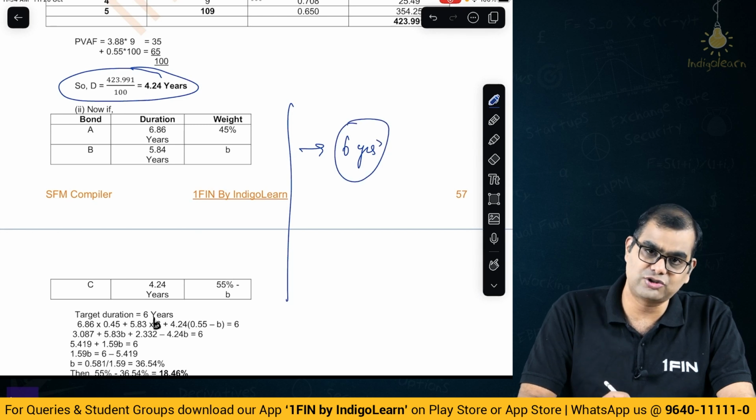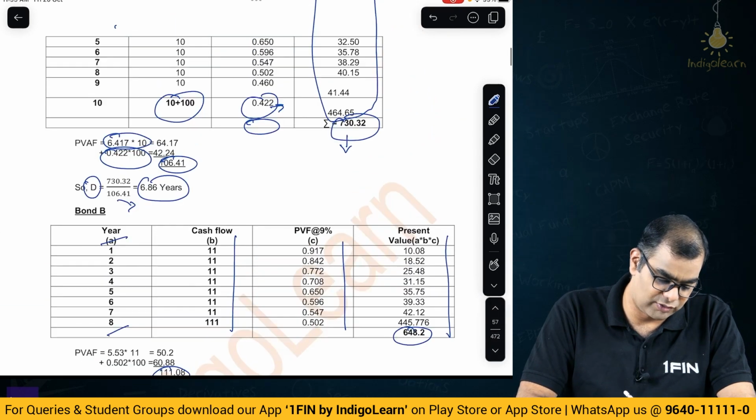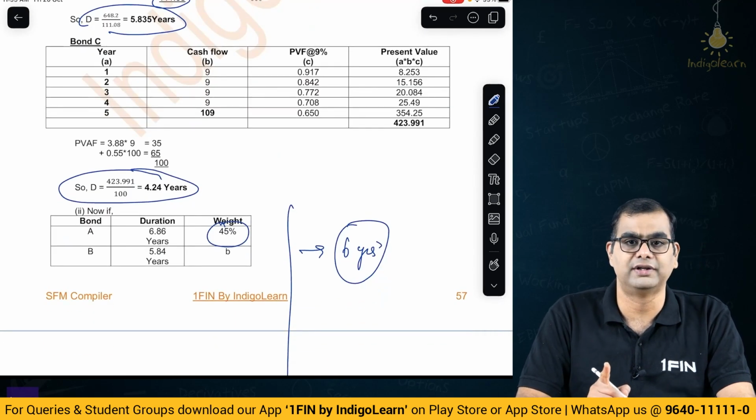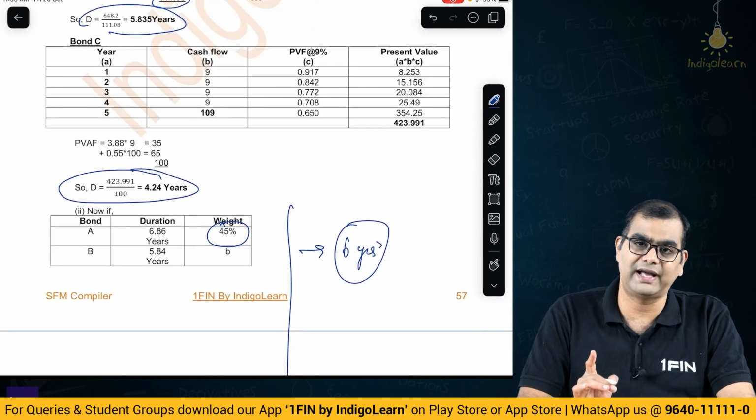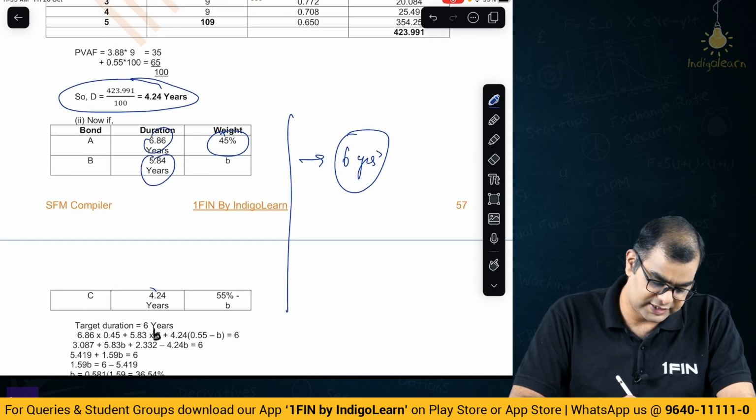Right. Now, if this has to be 6 and they have already said weight of A is 45%. So, 6.86 what we got here is 45%, and please note duration is additive and duration is simple weighted average, you can add it. Right. So, 5.84, 6.86 and 4.24.